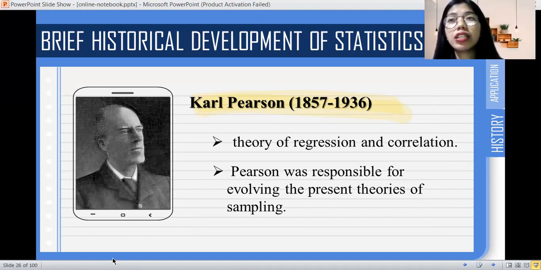If there is a significant relationship between two variables sa statistics. Like for example, kung nakakaapekto ba sa pag-aaral ng isang bata ang kung gaano siya ka-late matulog or ilang oras siya mag-study, ganyan. So, yun po yung kay Carl Pearson.